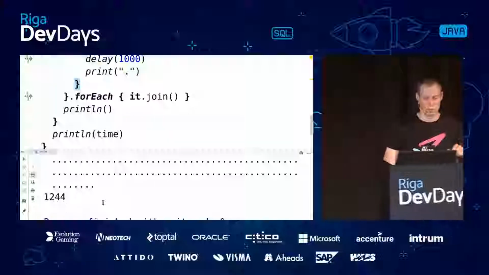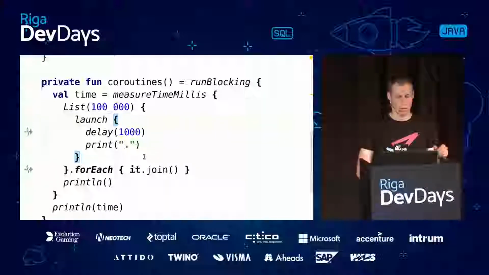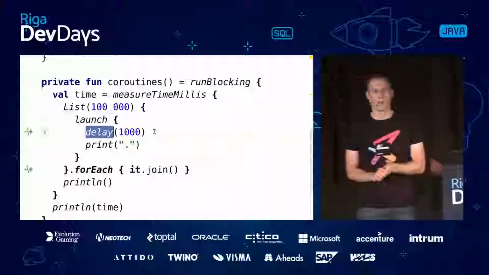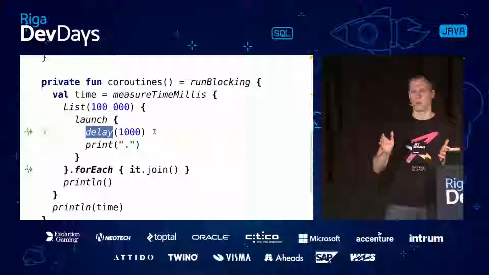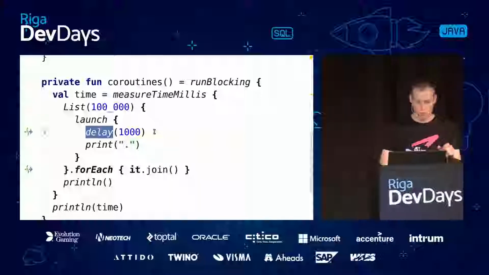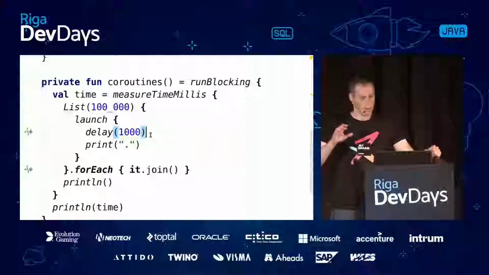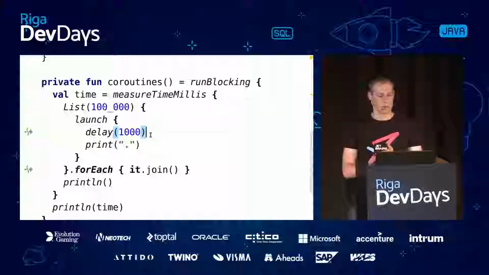How do they do that? What's the difference between the threads example and the coroutines example? Well, the main difference is in the delay function. When we call thread sleep, we effectively block a thread for a certain period of time. Nobody can use this thread. All the resources allocated for this thread are blocked and unusable. But with coroutines, when we call delay, we suspend this coroutine. We suspend this function and resume it after the delay. The thread is not blocked, and it can run something different, another coroutine.